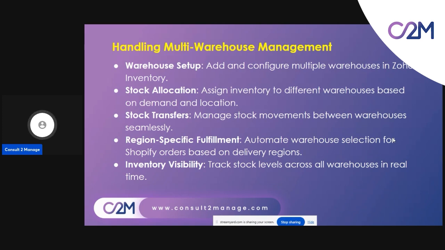When we talk about warehouse setup, we add and configure multiple warehouses in Zoho Inventory. With stock allocation, we assign inventory to different warehouses based on demand and location. Stock transfers manage stock movement between warehouses seamlessly. Region-specific fulfillment automates warehouse selection for Shopify orders based on delivery regions. Inventory visibility tracks stock levels across all warehouses in real time.